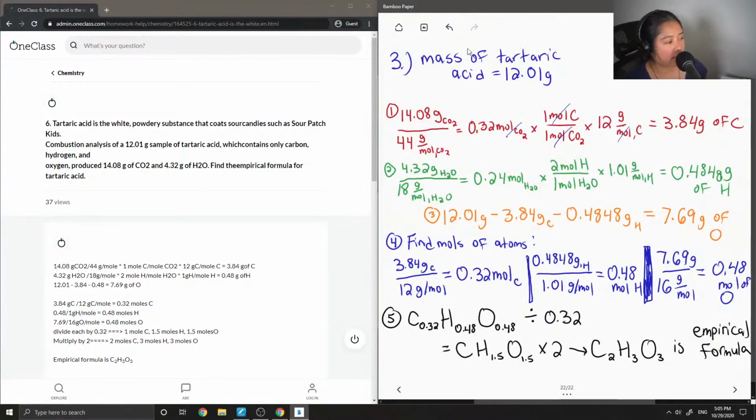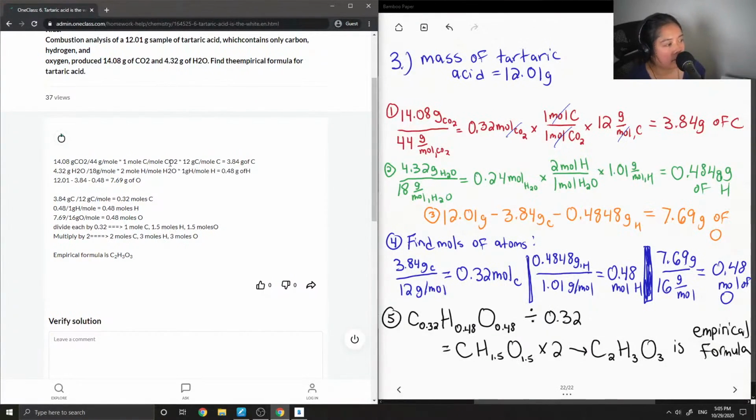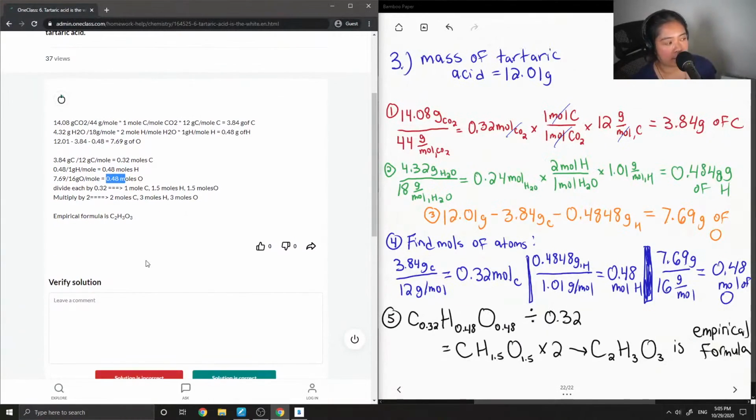Okay, so let's check out the answer from our junior tutor. They got all the grams of carbon, hydrogen, and oxygen. They got the moles, 0.32, 0.48, 0.48. They divided each by 0.32 and then multiplied by 2 to get C2H3O3. So this solution is correct.